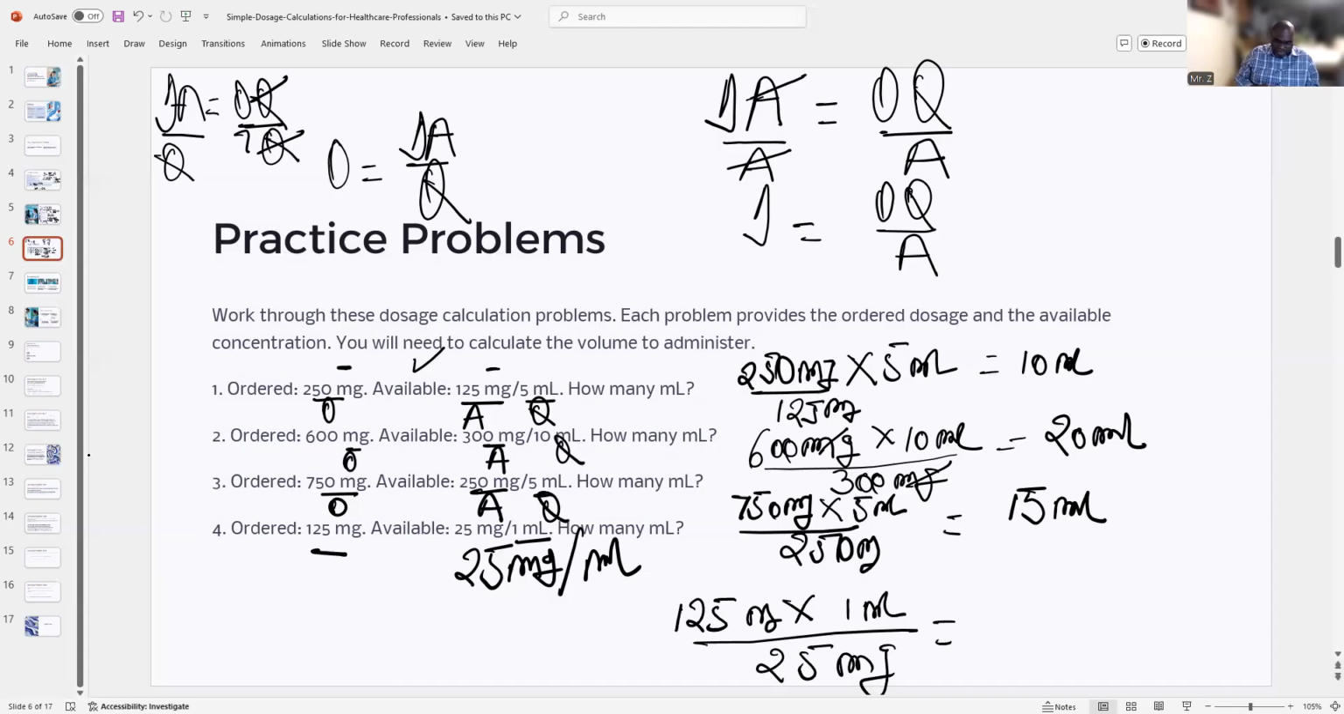And when you do that, 125 times 1 is 125, divided by 25, your answer is 5 milliliter. All right?